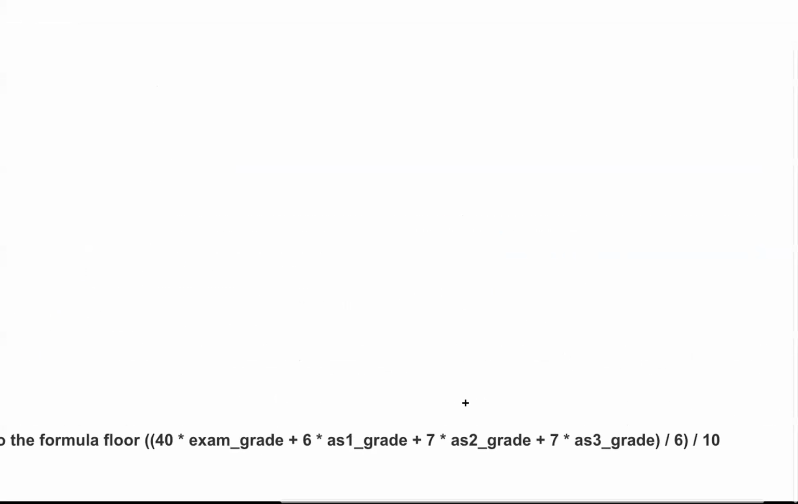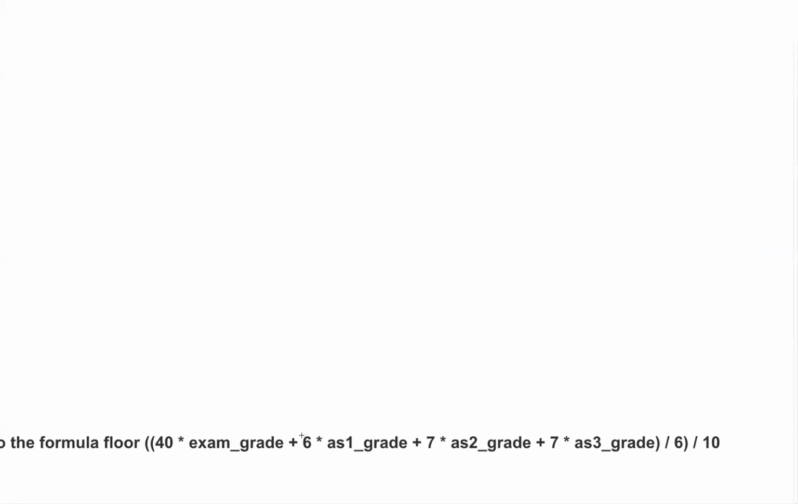It would be something like this: 40 multiplied by the exam grade, plus 6 multiplied by the first assignment, plus 7 multiplied by the second, and plus 7 multiplied by assignment number 3. So assignment number 1 is multiplied by 6. It's not that much of a difference, believe me. But still, this would be the actual formula which is happening under the hood. I think you guys should know it, and I would try to also post it on Moodle. Why not? Everybody can see it.